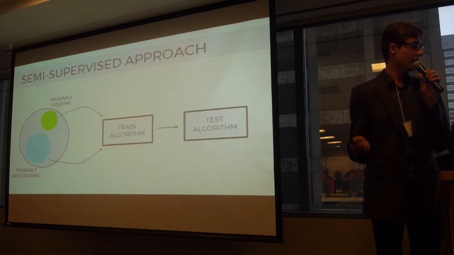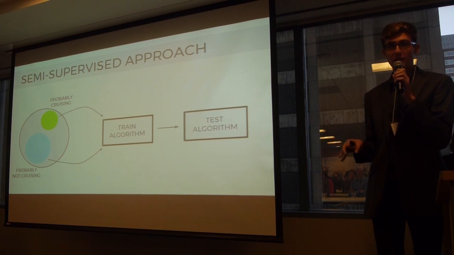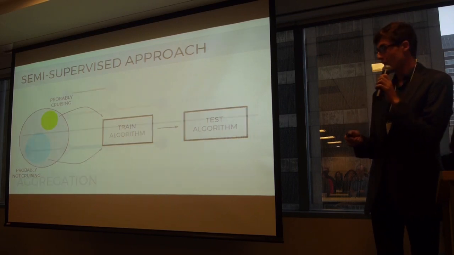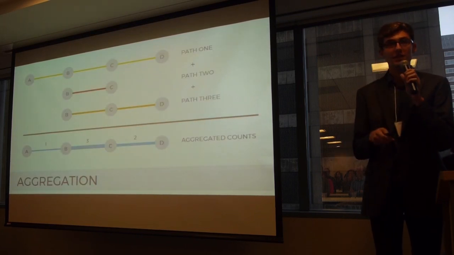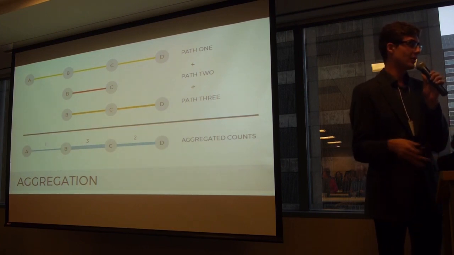So we use this sort of algorithm to label the extreme cases of cruising or not cruising, develop a machine learning algorithm that could go off of that, and then label the rest of the data as well. And so we ended up with all these paths that were considered cruising throughout downtown Seattle. And so the next step we took was aggregation.